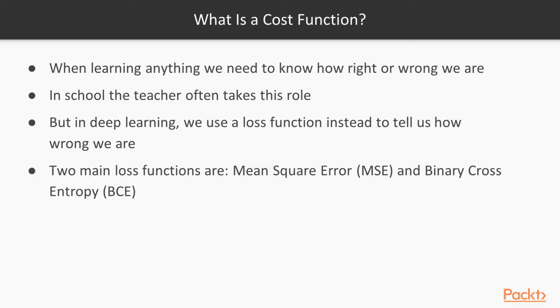So the two main loss functions are mean square error, which we're going to talk about next, and also binary cross entropy, which we'll also talk about in this video. But there are a whole host of other loss functions or cost functions. So I do encourage you to read around and see which other ones are out there, because certain ones might be more suitable to your application.